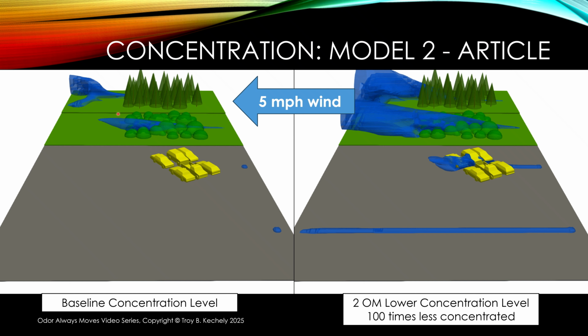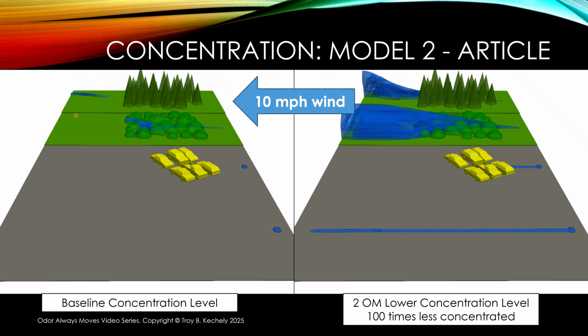It's going back to velocity, though, and we'll see that. But really, it's not going past the source. So at the same concentration level as the first model, it's not leaving the source, or at least you're not seeing it. But you are seeing it at those 2 orders of magnitude lower concentration. And then, again, at 10 miles per hour, kind of the same effect. But now you're starting to see it more impacted and down in this area, in the vegetation area. Okay.